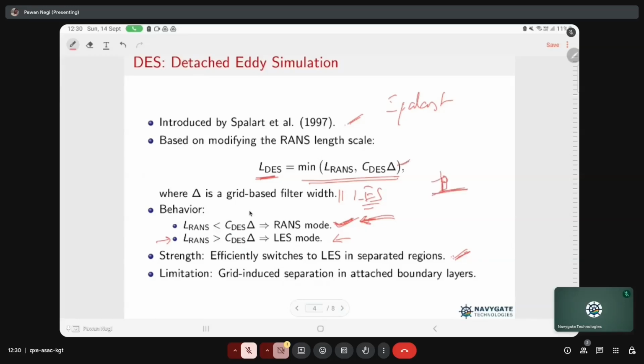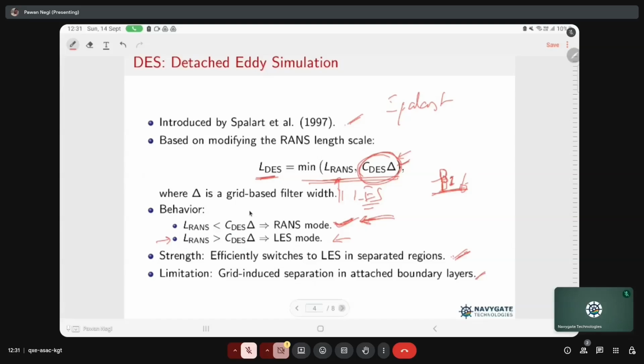grid is such that this particular value is high, then it does not switch to LES. If this is high, then it will keep the simulation in the RANS mode, and sometimes it is so small that the RANS is not switched on. The switching is not controlled by the physics but by the grid. Therefore, due to the size of the grid, you can have early separation. That is a problem that this particular method faced.